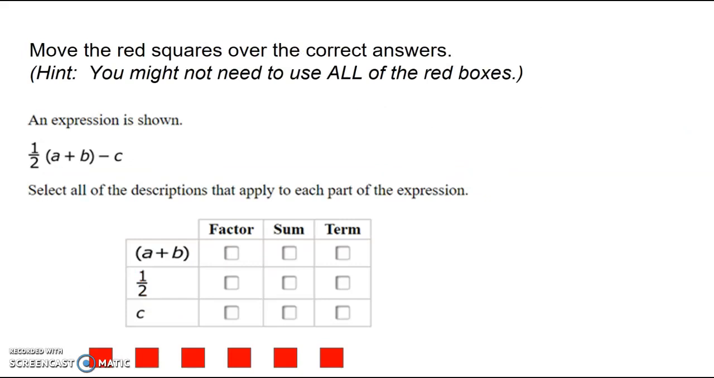Okay, let's look at this problem. Here, I've got an expression, and all I need to do is select the terms that apply, the descriptions that apply to each part of the expression. So A plus B, it's a sum for sure, but it is also a factor because it's being multiplied by 1/2. 1/2 is a factor because it's being multiplied by A plus B. C is a term all by itself.